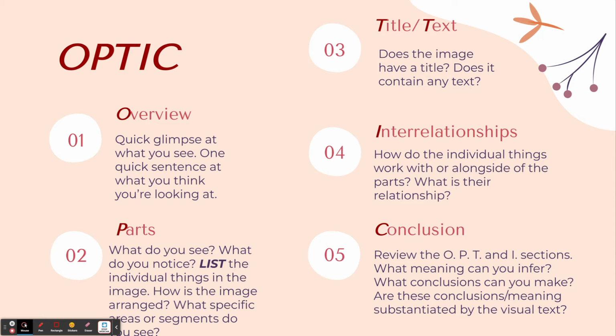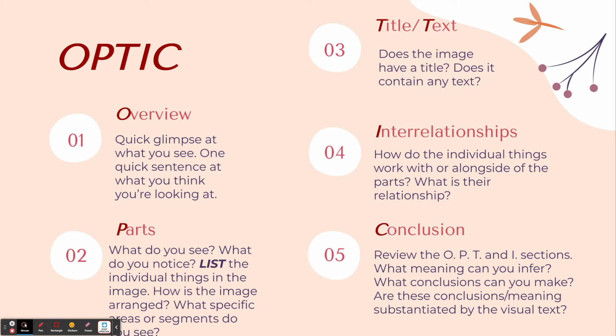So the different pieces of it are the OPTIC. So it's an acronym. The overview. You want to, in one sentence, really quickly write down what you see at one quick glimpse. What are you looking at? After you do that, then you're going to list the parts, not in full sentences, just in bullet points. What do you see in the specific parts? You're not making connections between these things. You're just looking at how the image is arranged.